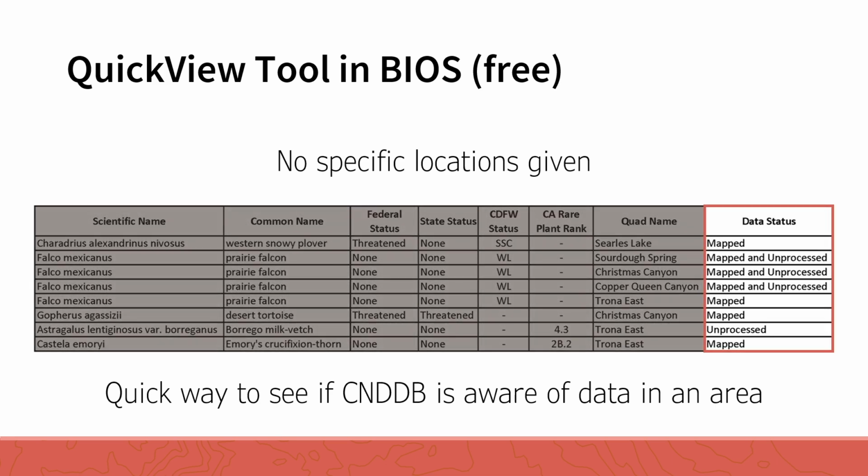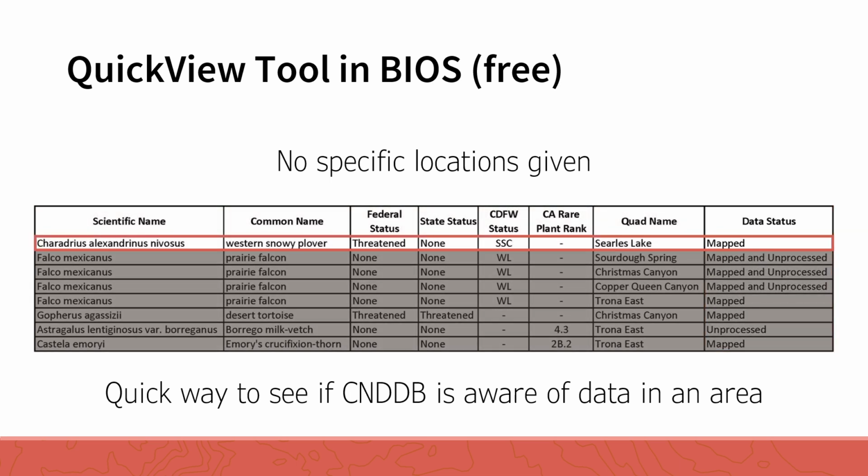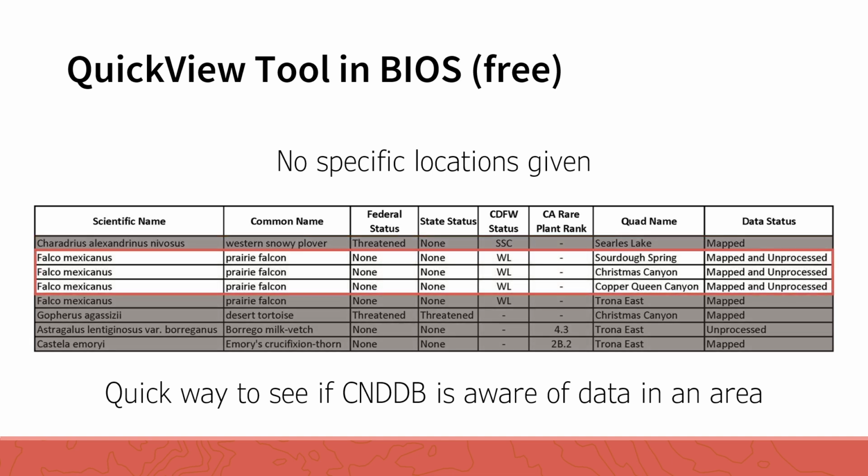On the right-hand side of the table, you'll see a data status field. This field tells you if the information is mapped, unprocessed, or mapped and unprocessed. For example, the first row for the snowy plover shows the data status as mapped. This means all the data that CNDDB has received for snowy plover in the Sears Lake Quad has been mapped into EOs. The next 3 rows are for quads with prairie falcon data with status of mapped and unprocessed. That means some of the data is mapped as EOs, but there are additional records that haven't been reviewed.